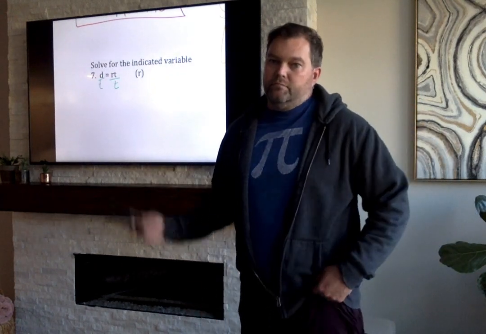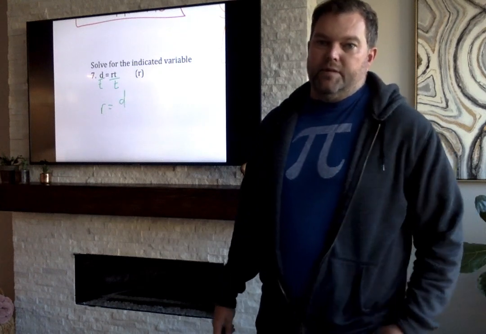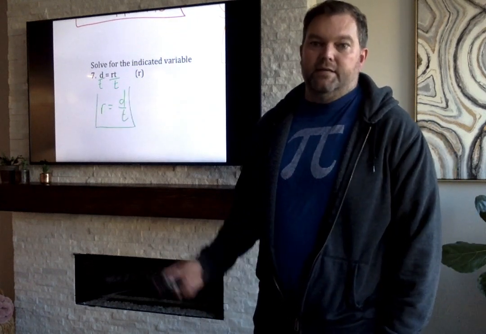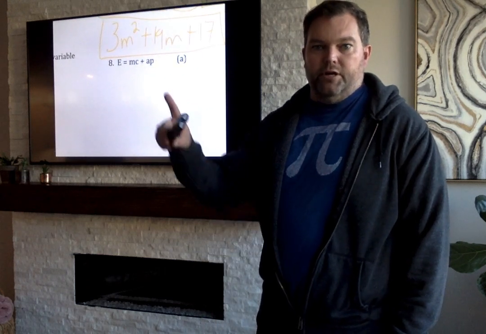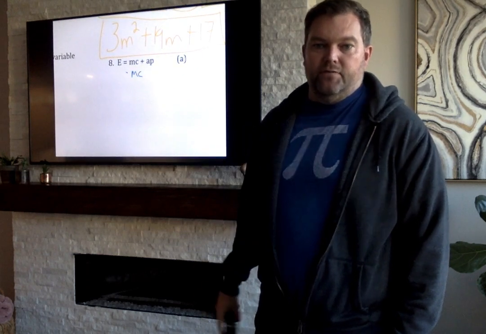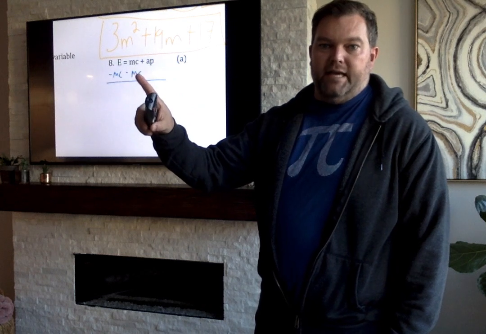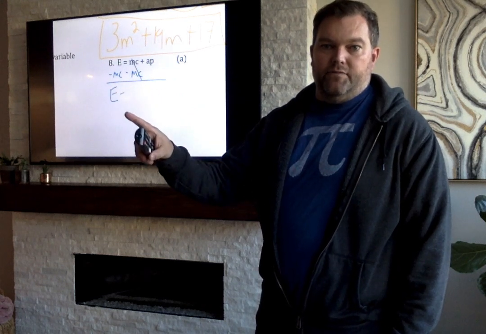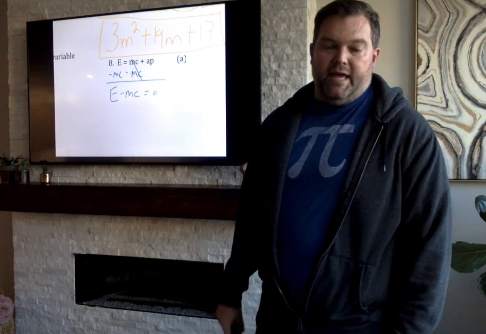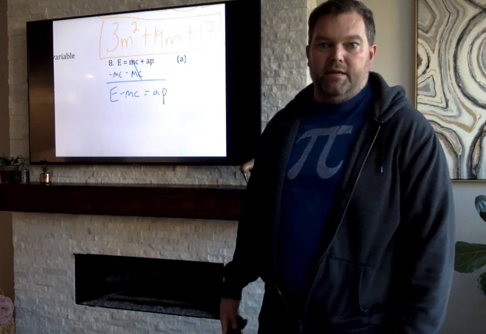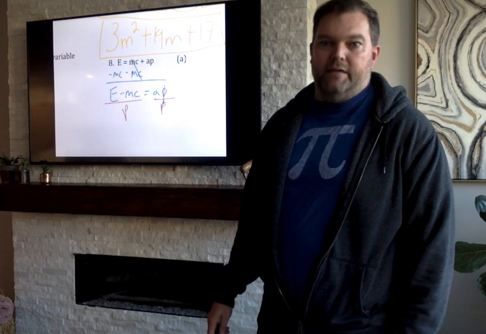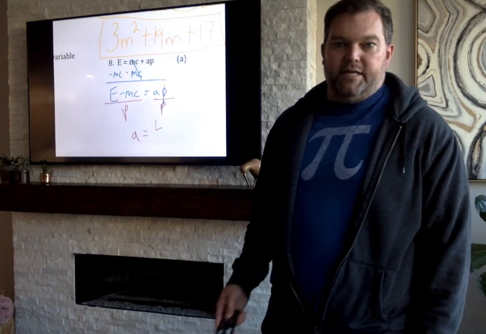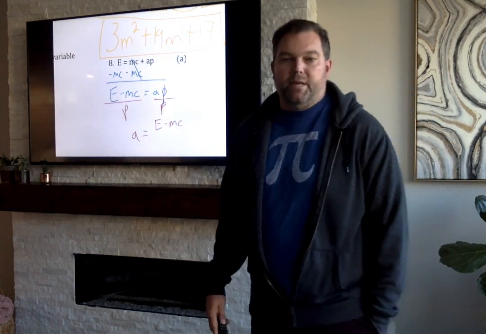This one, pretty easy. We've talked about this one a number of times. To get r by itself, divide by t, you get r equals d over t. A little bit trickier here because we want to get the a by itself. So first I'm going to subtract the mc. And now I've got e minus mc equals the ap. Divide by p. And you're going to have a by itself. So a equals the e minus mc all over p.